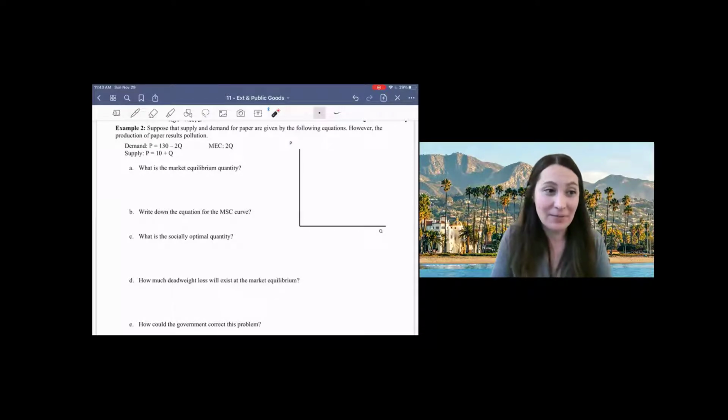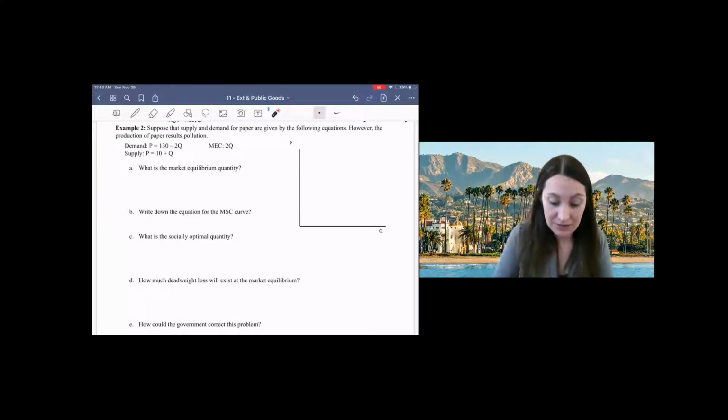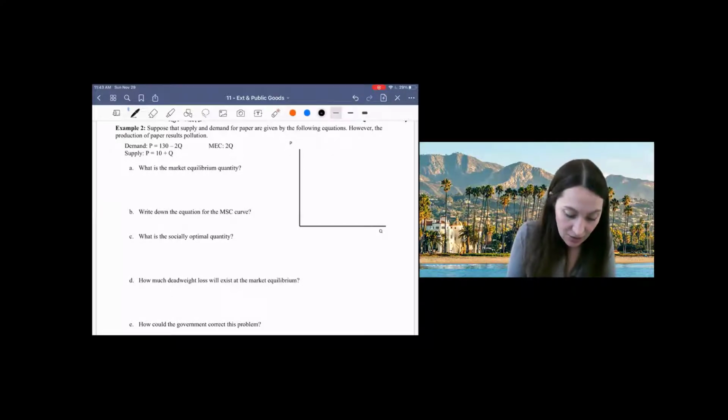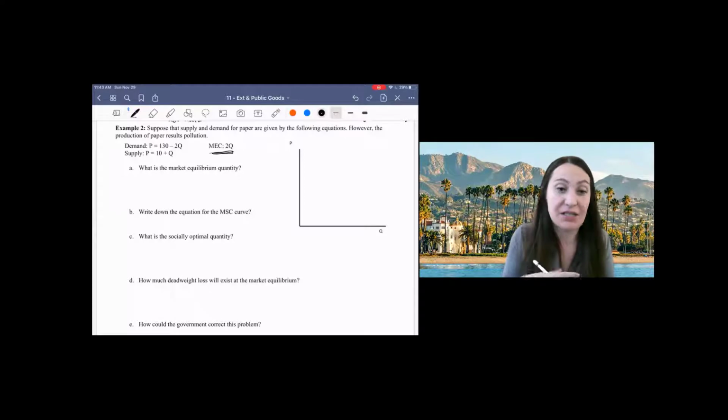Here we have an example of a situation where we have pollution, an external cost, and that external cost is not constant, it's increasing with production. So you can see that our marginal external cost here is not just a number, it's a function of the quantity that's being produced. So again, we're going to just start with our market equilibrium.